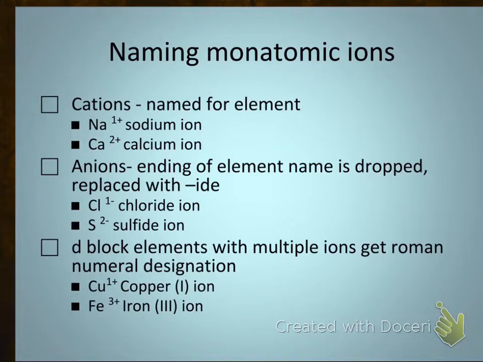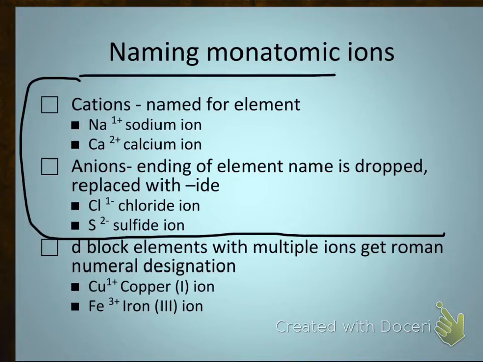Now, to know how to name a binary ionic compound made up of monatomic ions, it's really important that we know how to name the monatomic ions. And we're going to start with the simple monatomic anions and cations. Cations, boy, this couldn't be easier. Na1+ is called the sodium ion. Very creative, I know. Calcium 2+ is called the calcium ion. Wow, are you seeing a trend here? Yeah, we just name the atom and then we slap the word ion after it. Now, that goes for the cations.